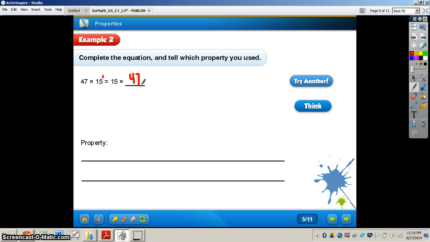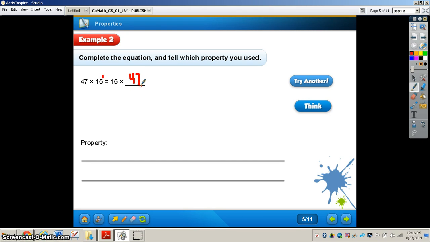Now for this, what we are doing is the commutative property of multiplication. And how do we know that? Because if the order of factors changes, the product stays the same. So once again, I know a lot of times when you're multiplying just 2 digits or 2 different numbers together, it's not a big deal.